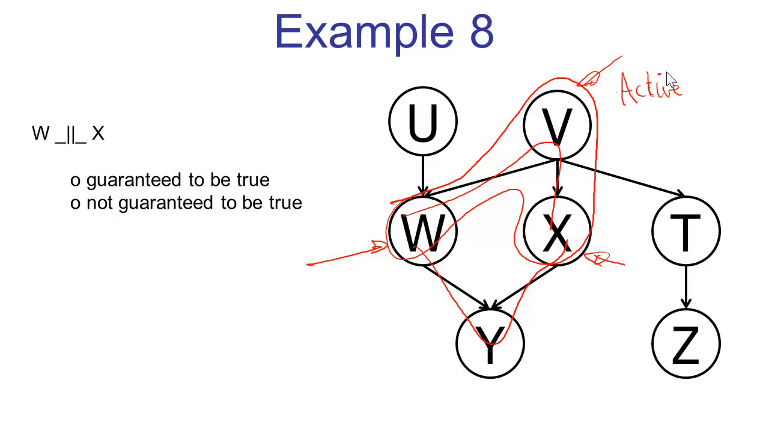Once we find an active path, we know that just based on the graph structure, we cannot guarantee that the independence is true.